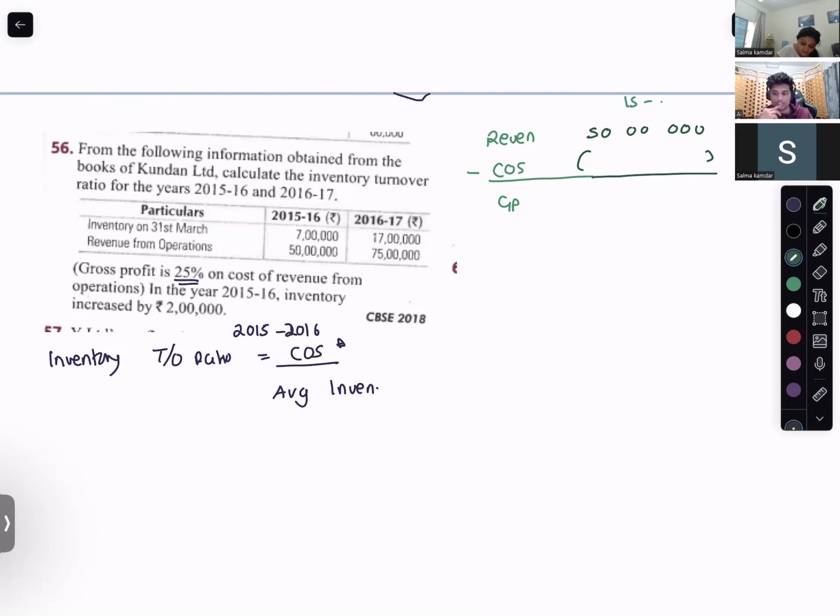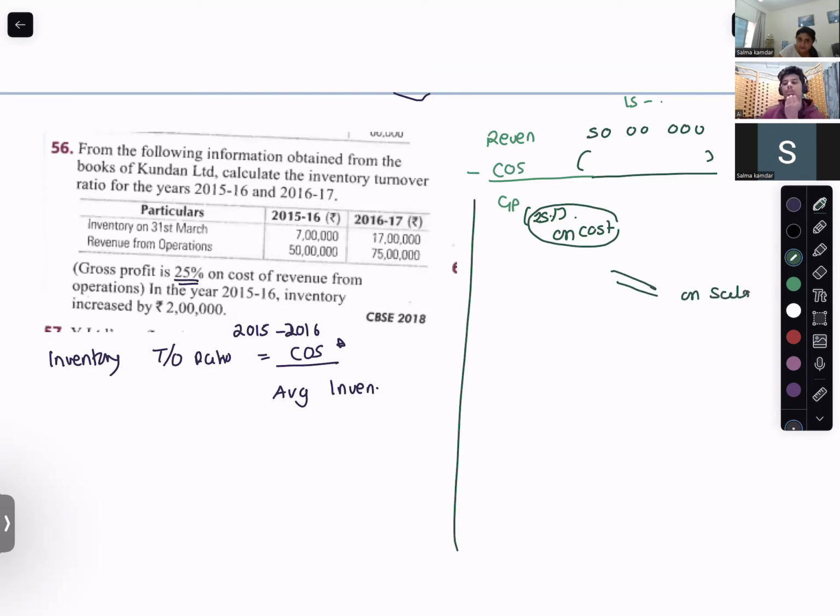But they told you gross profit is 25% on the cost. But the problem is I don't have cost also. Do I have cost? No. So what do I do? I will convert this percentage of 25% on cost to on sales, because I have sales.